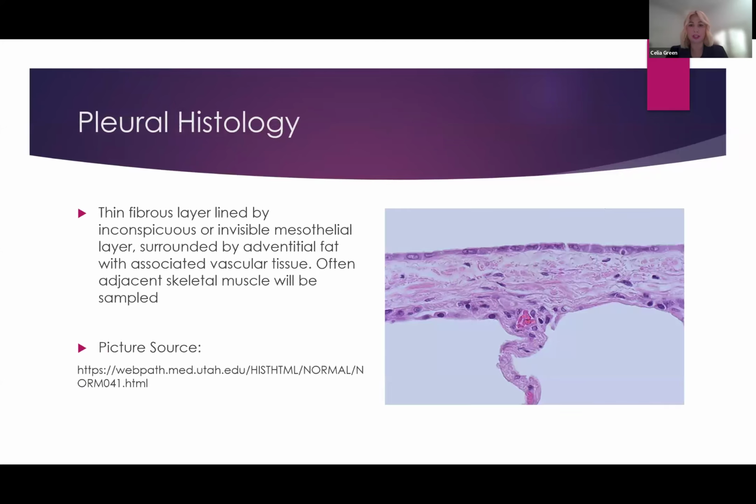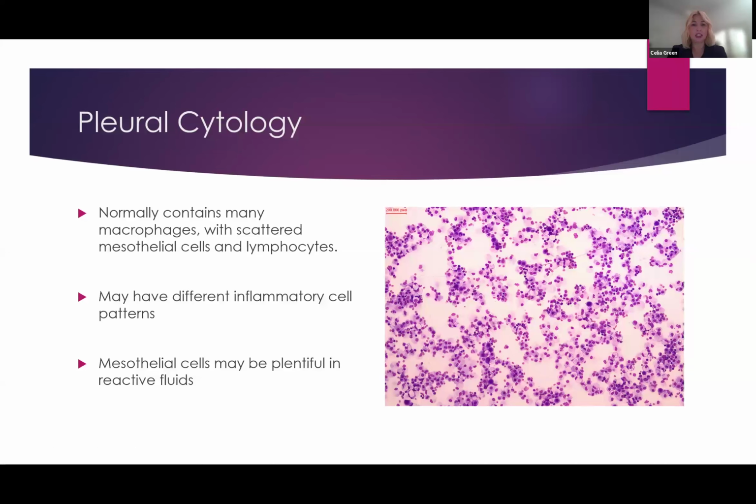So normal pleural histology, I've actually borrowed this photo because we don't get a lot of normal, but essentially in a normal setting, you get a very thin fibrous layer, which is the pink stuff in the middle here. And there's often an inconspicuous or sometimes invisible mesothelial layer, which are just cuboidal cells. And at the edge, there's often adventitial fat. And in the biopsy, you'll often get skeletal muscle adjacent, along with some vessels, which are usually bigger than those ones.